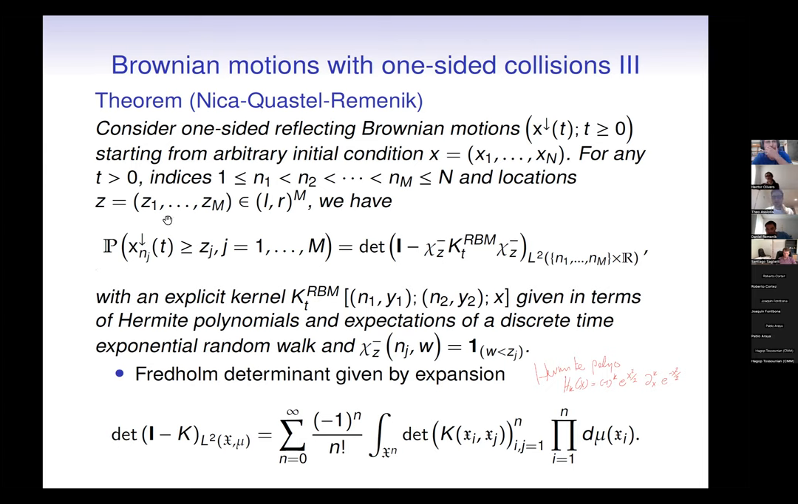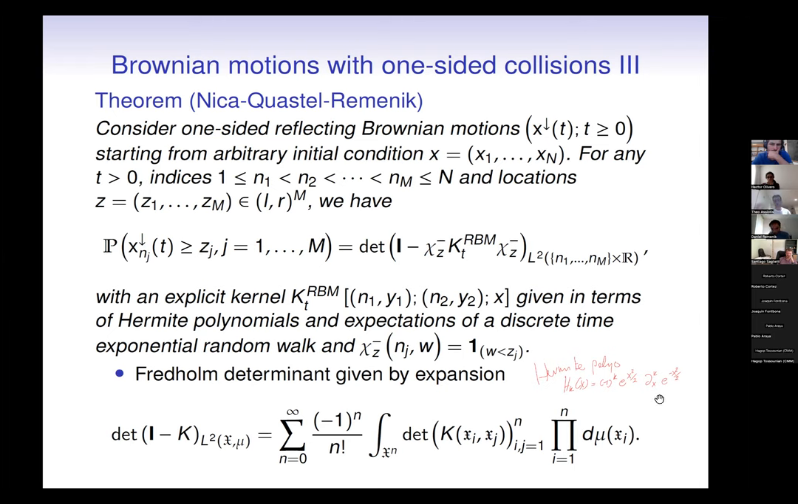And then if you have a determinantal point process with this kernel hidden in the background, then you get a formula of this sort. So the difficult thing is to find the determinantal structure, and then find a formula for this kernel. Again, I'm not giving the formula. The formula is a little bit involved, but it is a nice formula, given in terms of the two main features, the way I understand them: Hermite polynomials, and expectations of some discrete time exponential random walk and hitting times of that random walk.